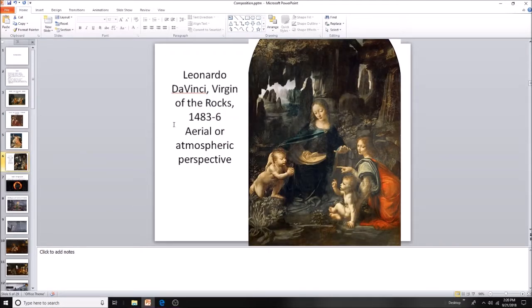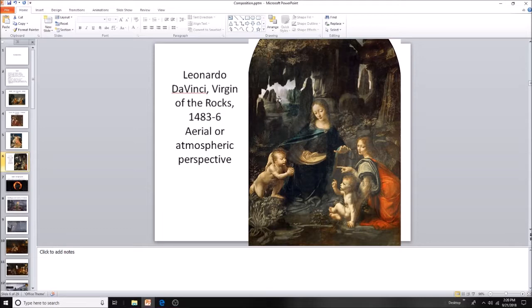All right, so this isn't really line, but it's important to talk about here, and the term is aerial, or also sometimes called atmospheric perspective. This is a famous Leonardo da Vinci painting, and what we're looking at here is these figures right in the foreground, and you'll notice that at the front of the painting the colors are warm, and this red really pops. As you recede back into space, a couple of things happen.